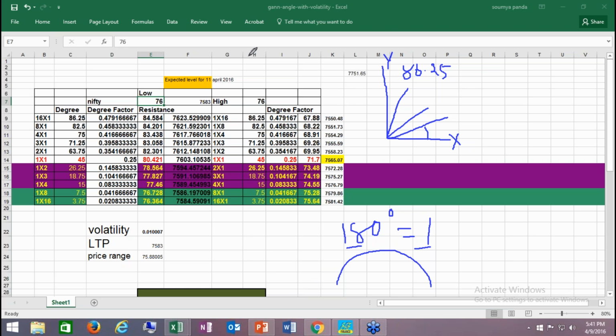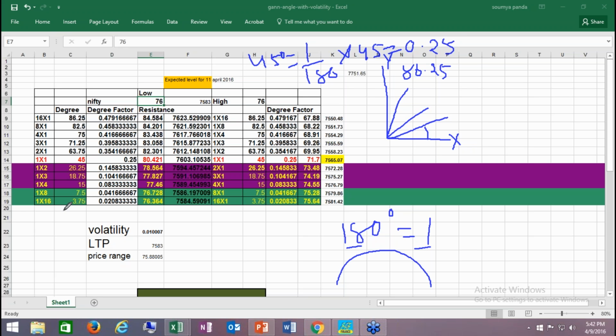So whenever I talk about 45 degrees, you have to take 1 divided by 180, multiplied with 45. This will give you 0.25. So 0.25 is the degree factor of 45 degrees. So 45 degrees presents a factor of 0.25 in number terms.